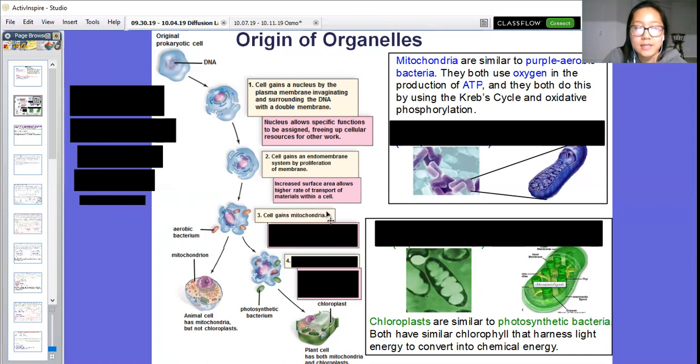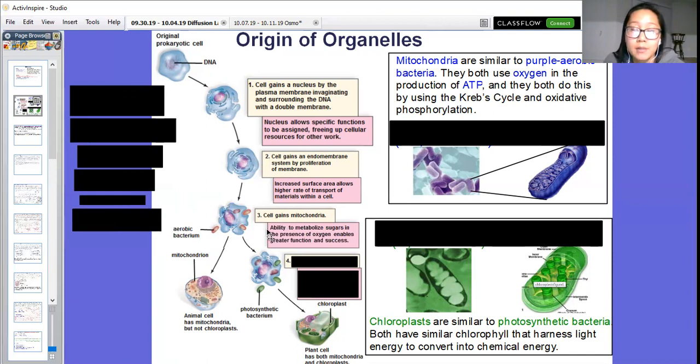At some point, cells gain a mitochondria, and this creates the ability to metabolize or break down sugars in the presence of oxygen. And it enables greater function and success because a lot of energy is produced from metabolism of sugar. And this energy can be used to speed up reactions or produce certain reactions that there wasn't enough energy resourced for before. Cells also eventually gain chloroplasts.